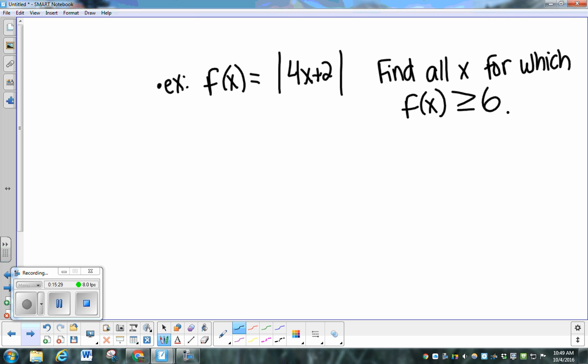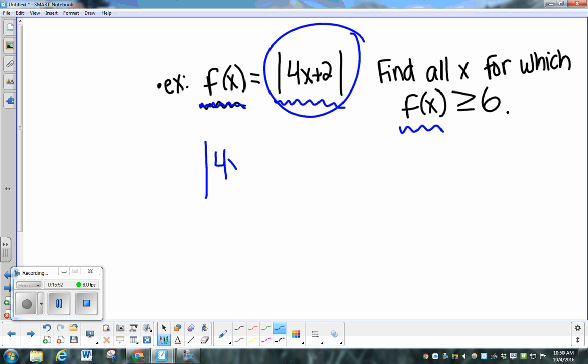So in my problem, I have this function called f of x. It's the absolute value of 4x plus 2. I want to know when that, f of x, is greater than or equal to 6. So I want to know when the absolute value of 4x plus 2 is greater than or equal to 6. So keep in mind what this is saying.